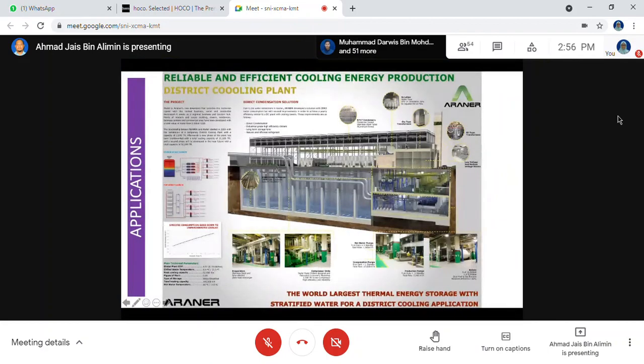Okay, so this is an example of a system that has cooling and also thermal energy storage, the largest thermal energy storage with district cooling applications. So it's a combination between the refrigeration and also the heat pump process.